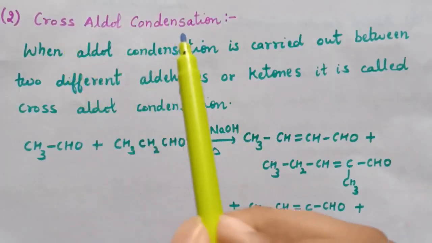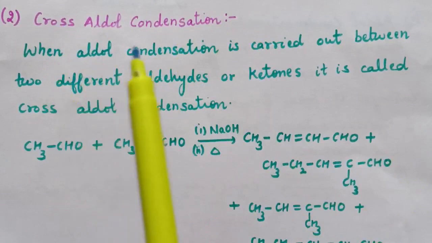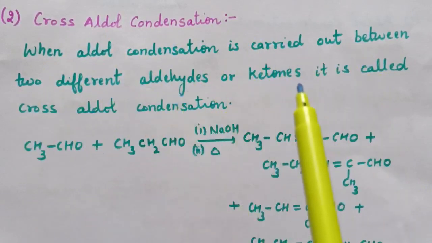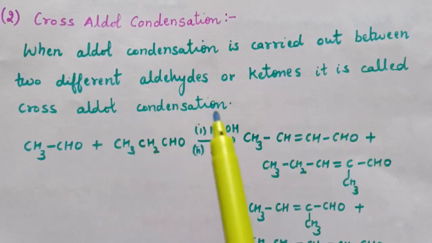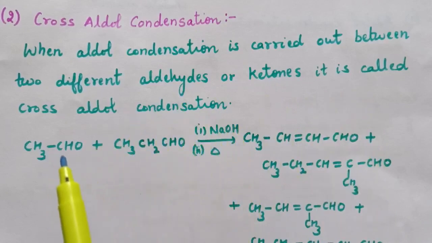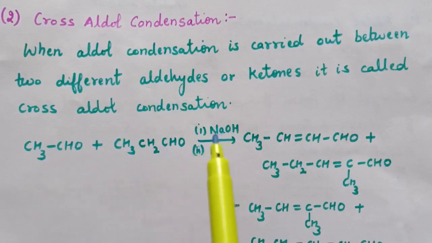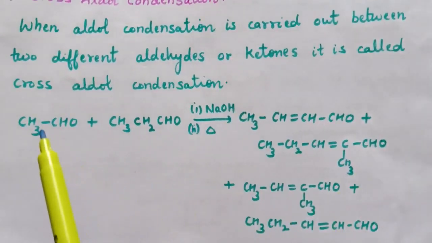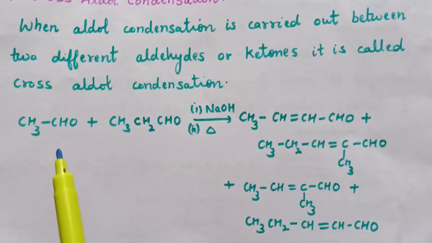Next is cross-aldol condensation reaction. When aldol condensation is carried out between two different aldehydes or ketones, then it is called cross-aldol condensation reaction. Here the example is written: reaction of ethanal with propanal in presence of dilute alkali results in the formation of 4 products. So here 2 products are formed from self-aldol condensation and 2 products are formed by cross-aldol condensation reaction.